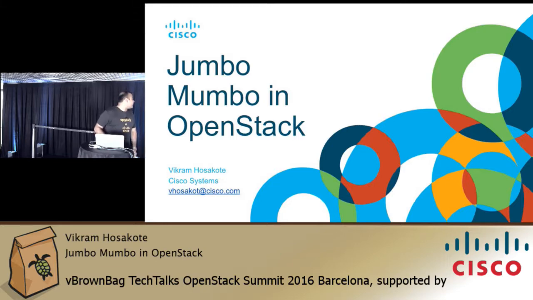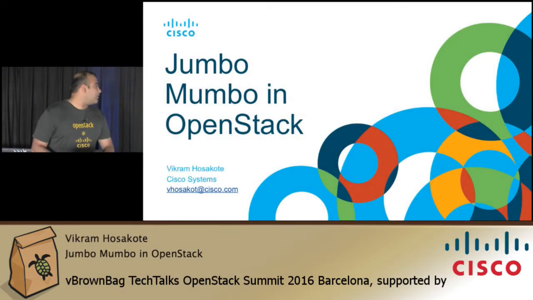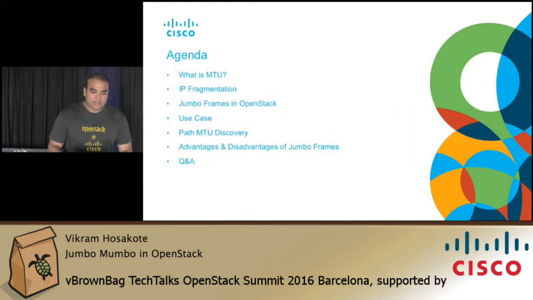This is a talk about how we enable jumbo frames in OpenStack, and we were able to resolve a lot of issues, packet drop. We were able to improve efficiency. We were able to reduce latency, and also instances were faster when jumbo frames were enabled in OpenStack. So let's just dive right in.